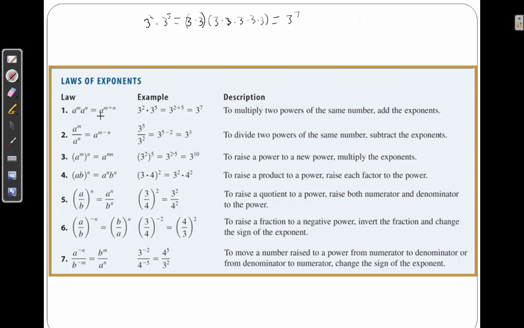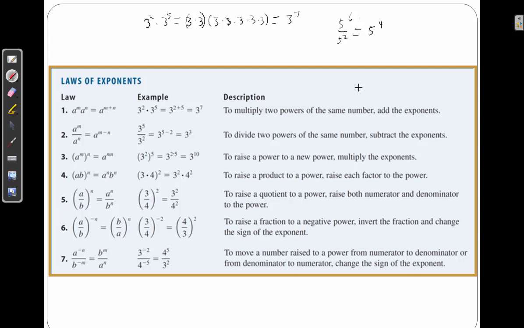Similarly to the multiplication in number 1, in division, you subtract the exponents. So if you have one exponent over another, 3 to the 5th over 3 to the 2, you just subtract the exponents. Now be careful if you have something like 5 to the 6th over 5 to the 2. That is going to be 5 to the 4th.